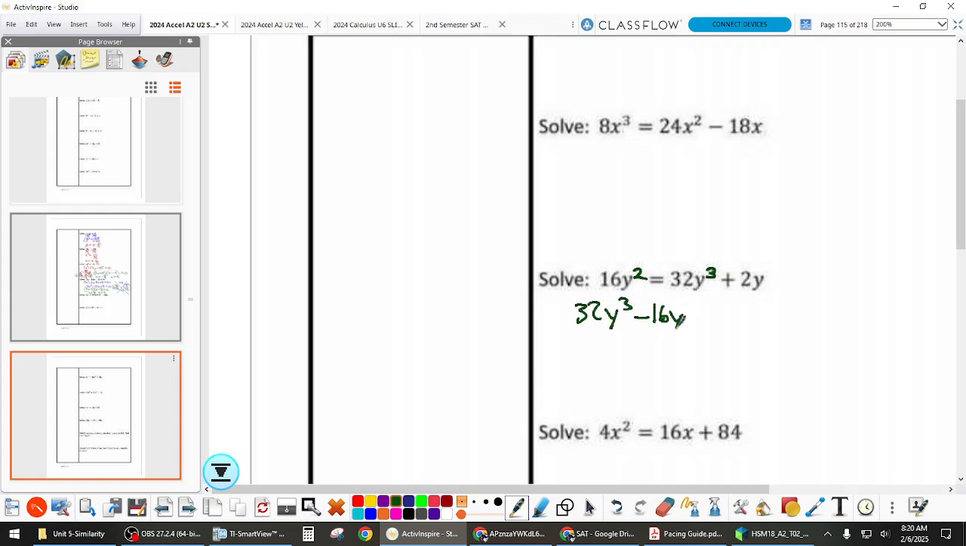Me thinking I got it right. So your first step needs to be set equal to 0, just like always. What is your next step? Divide by 2. GCF, right? Always check for a GCF. Technically, I did this job.